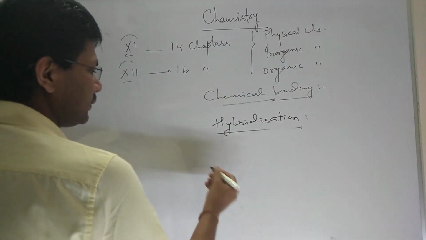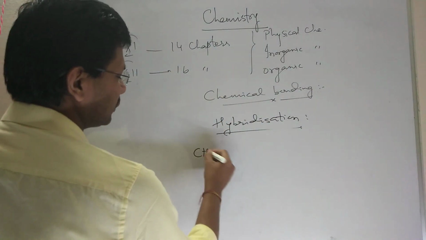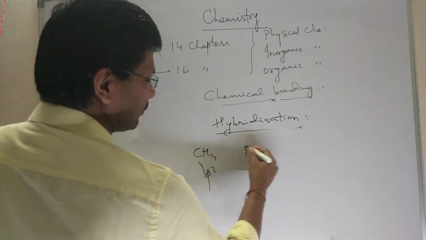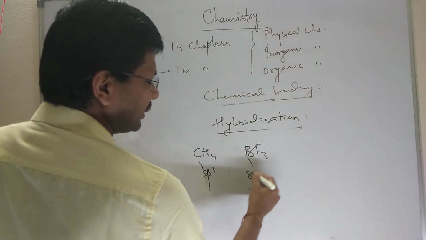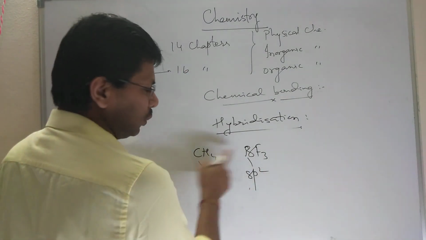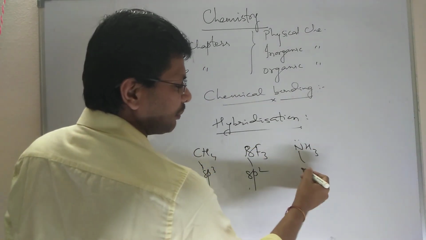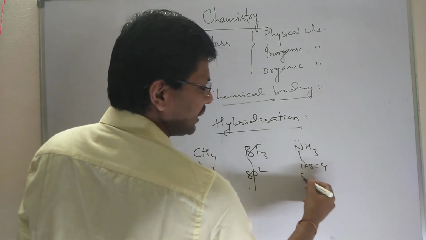Suppose they ask you the hybridization of methane. Carbon is forming 4 bonds, so it is sp3. Suppose BF3. Boron is forming 3 bonds, so it is sp2, and there is no lone pair here. Suppose ammonia. Nitrogen has one lone pair and 3 bond pairs, so 1 plus 3 is 4. So still it is sp3.